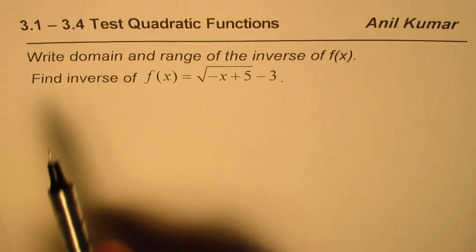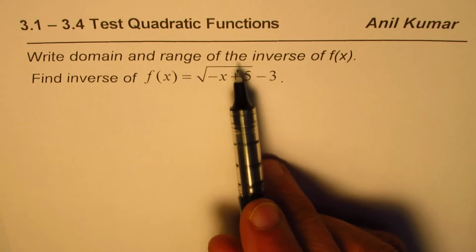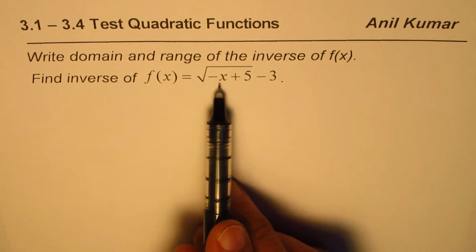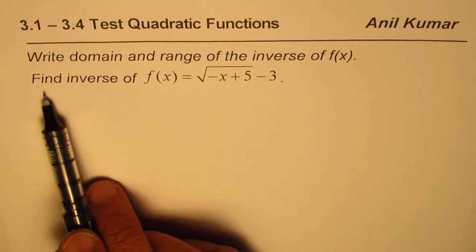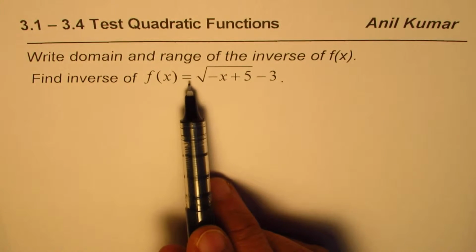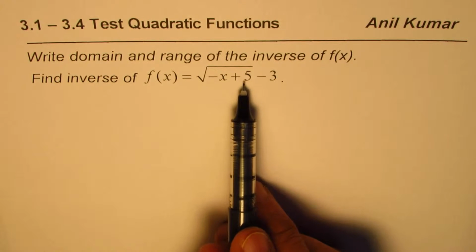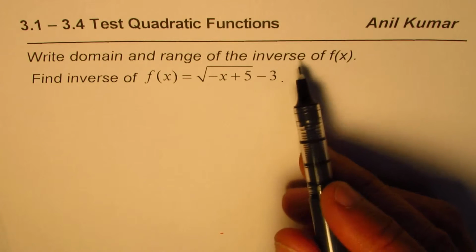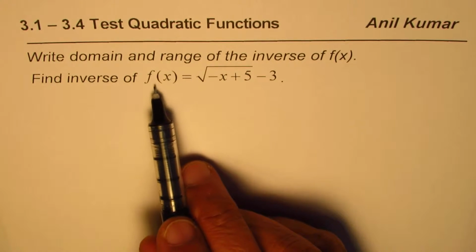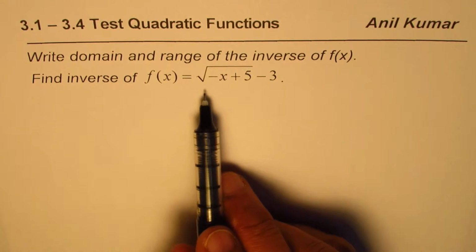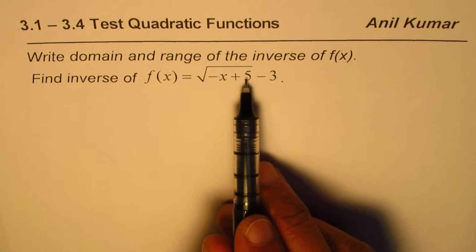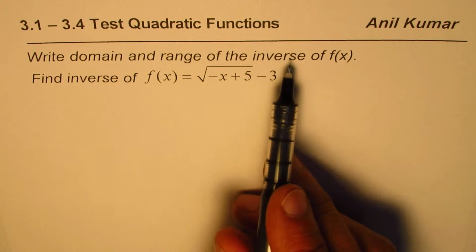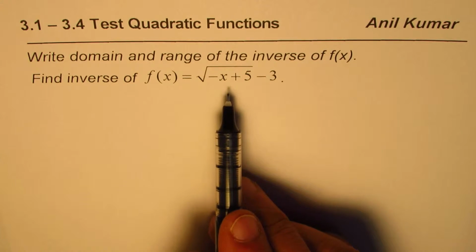The question here is, write the domain and range of the inverse of f of x, where f of x is this square root function. Find the inverse of f of x equals square root of minus x plus 5, minus 3. I've kind of flipped these statements. So basically we are working with the function f of x equals square root of minus x plus 5, minus 3. We need to find its inverse and the domain and range of the inverse of this function, right?